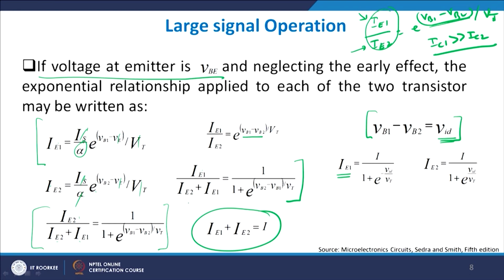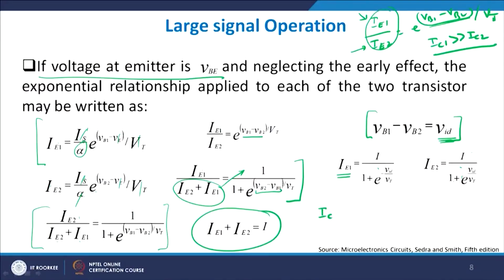I, so this is basically your I. This I I can take in the numerator, and I get I upon 1 plus e to the power VB1 minus VB2, which is VID. So, IE1 equals I upon 1 plus e to the power minus VID by VT, and IE2 equals I upon 1 plus e to the power plus VID by VT, right. So, one has a negative sign and another has a positive sign. So, these are the emitter currents which are available to us, right, and if you want to find the collector current, you multiply this with alpha.